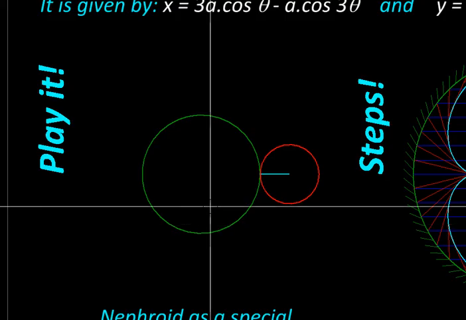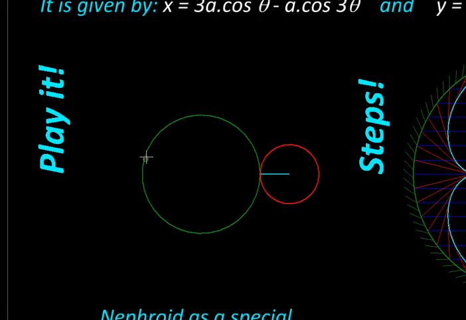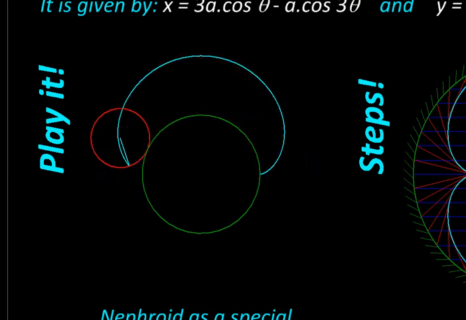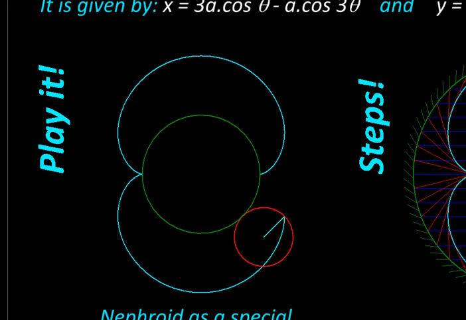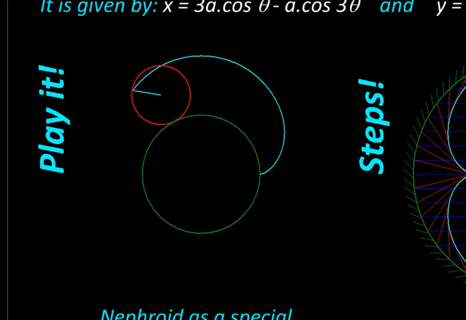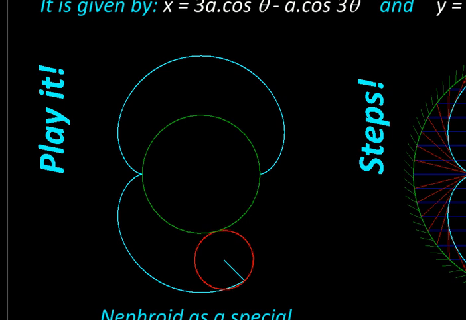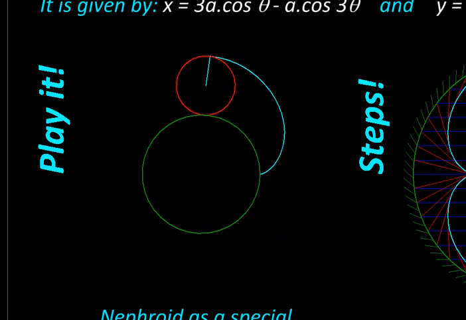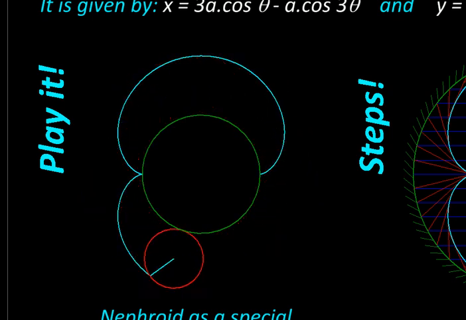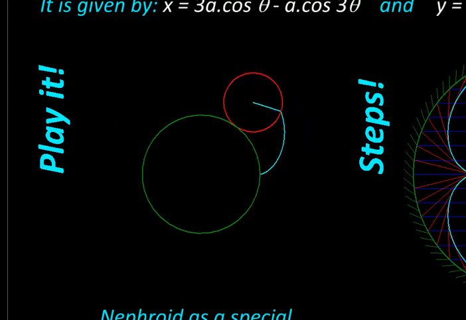Suppose we have a circle fixed here and another circle of half the size rolling on this green circle without slip. Then any point on the periphery of this red circle traces a nephroid. So this is how a nephroid comes into existence. So the next time you are sitting in the sun with your coffee mug, remember that shiny thing floating on your coffee is a nephroid.